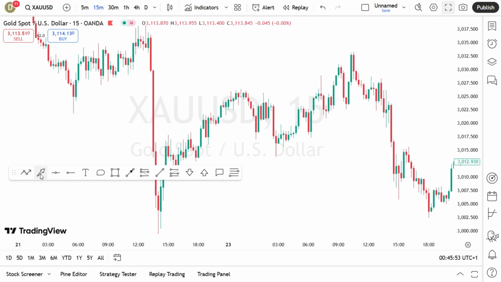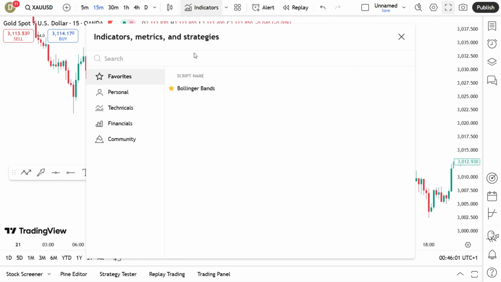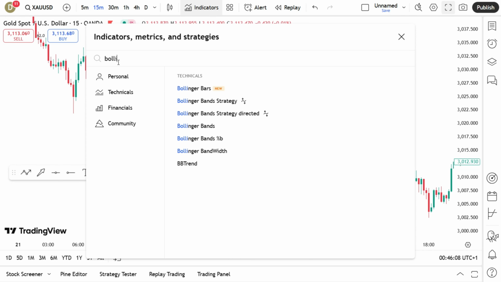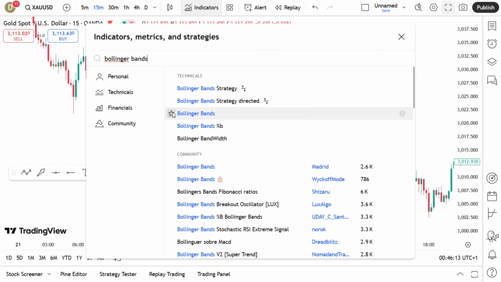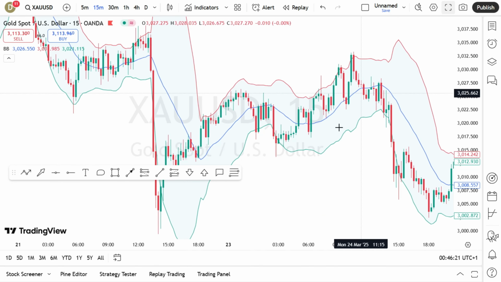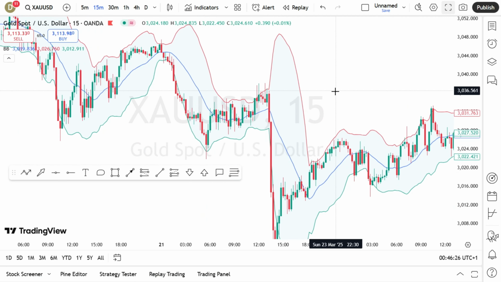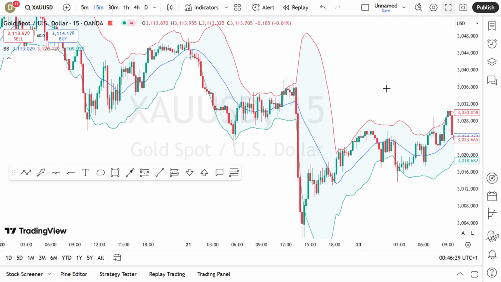So you go straight to your indicator button over here. You select it. You move to your search engine. You search for Bollinger Bands. So here is our Bollinger Bands. We are going to select the Bollinger Bands. This is how it's going to mark on the chart for you.